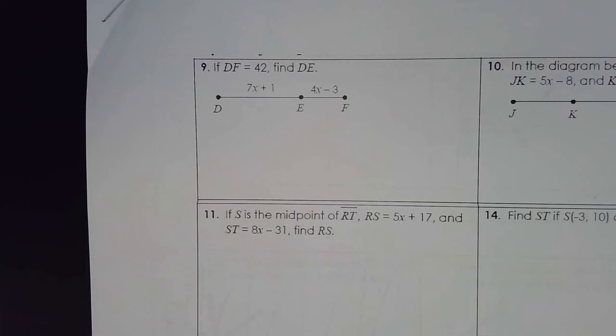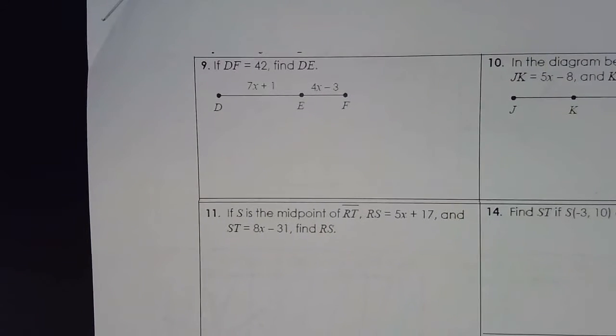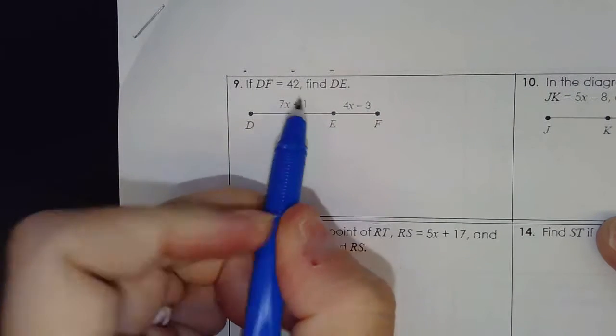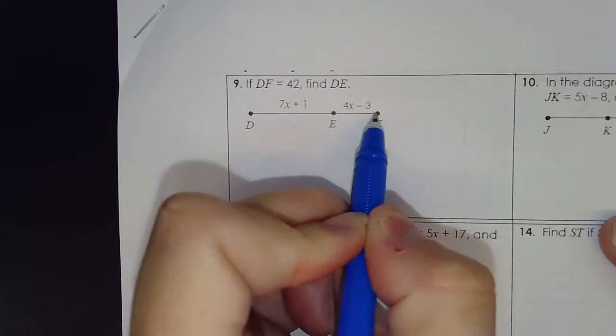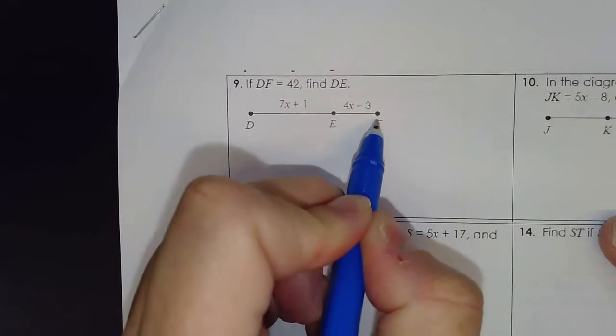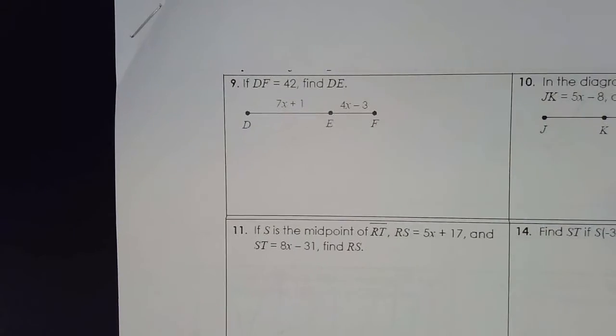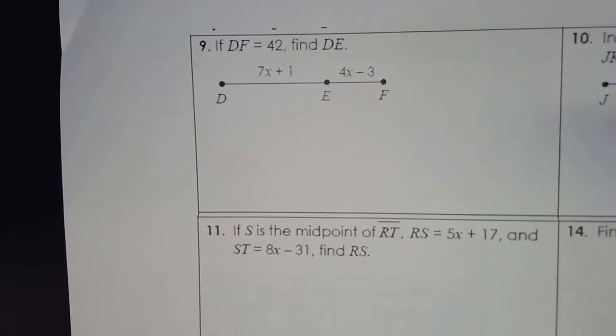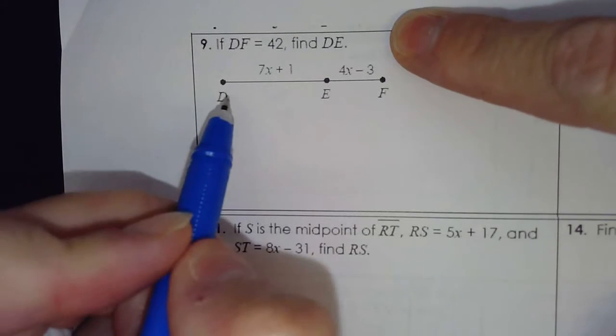What we're looking for. So number 9 here, and yes, they're all out of order because I cut and pasted pretty much all of them. Number 9, we have that DE is 7x plus 1, EF is 4x minus 3, and the entire length from D to F is 42. And they want you to find DE. So in order to find DE, you first have to find x.